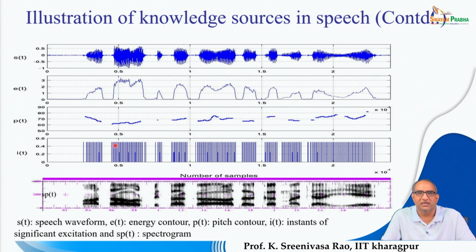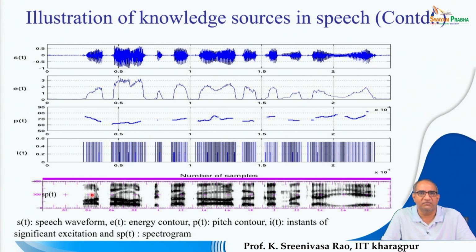Here you can see that the pitch period is somewhat uniform. That is the reason the pitch period is almost uniform, right. So from these glottal closure instants you can also obtain the pitch period.